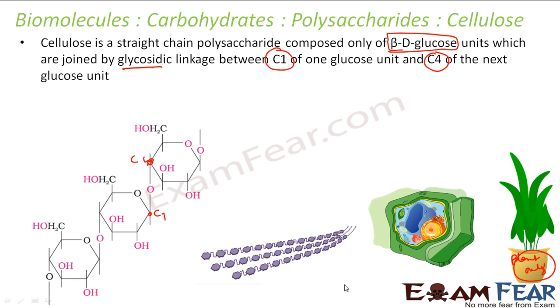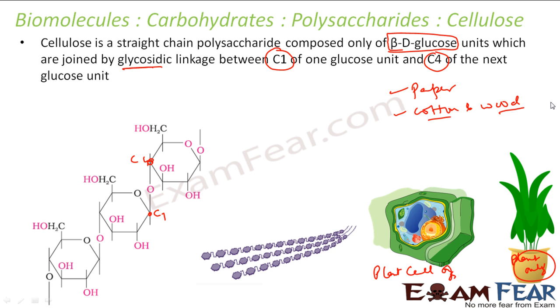As I told, they are major constituents of the cell wall of plant cells. This is my plant cell, and the cell wall of this is made up of cellulose. In cotton we have 90% cellulose, in wood 40 to 50% cellulose. It is also used to prepare paper, and it is found in cotton and wood.